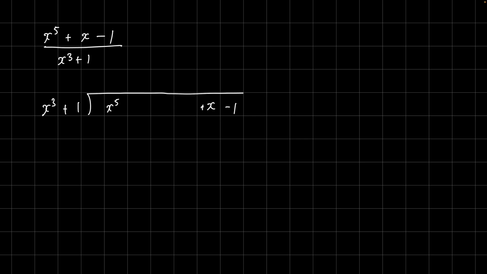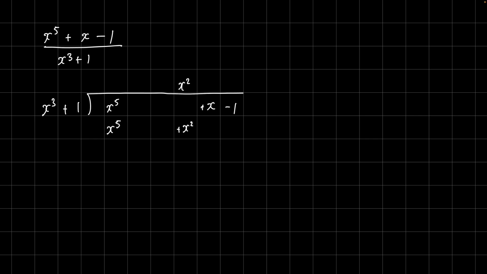So the question we ask ourselves is, what do I have to multiply x cubed plus 1 by so that the highest power term is x to the 5? And the answer is x squared. If I multiply it through by x squared, putting it in the x squared column down there, what I'll get is x to the 5, so multiplying x cubed plus 1 times x squared, and then plus x squared.